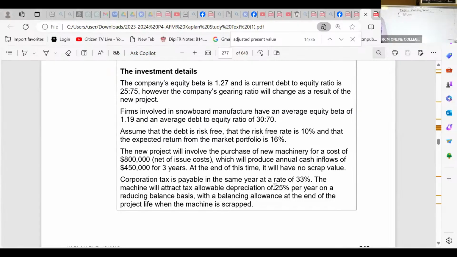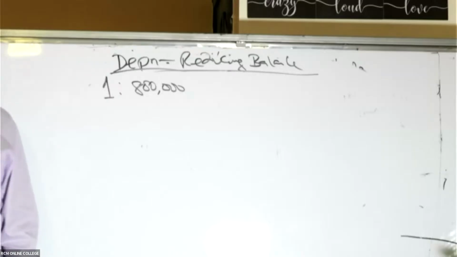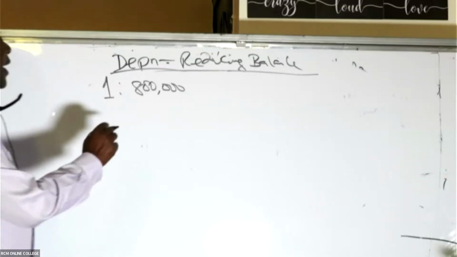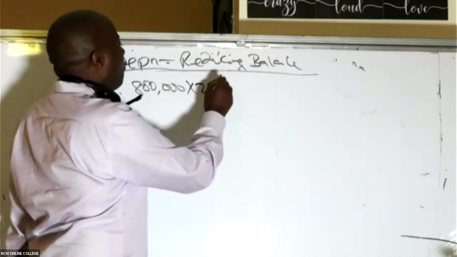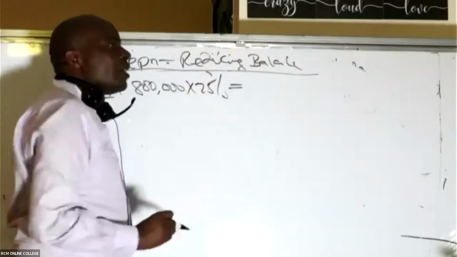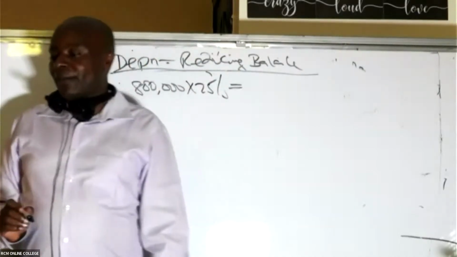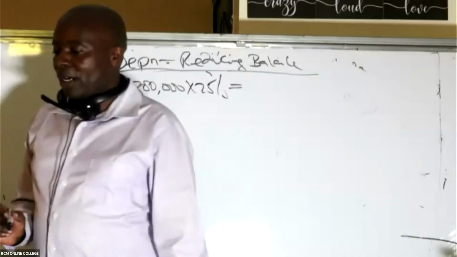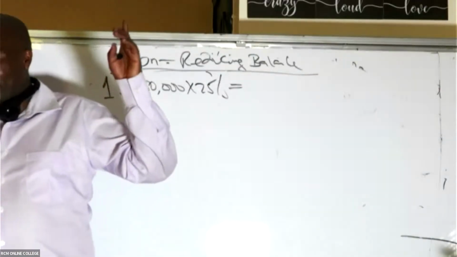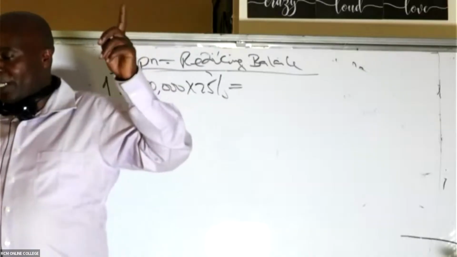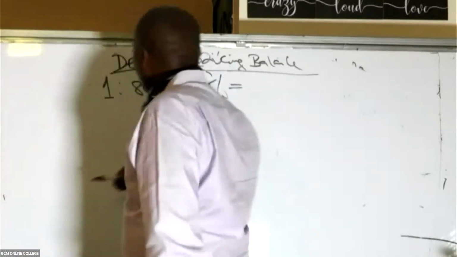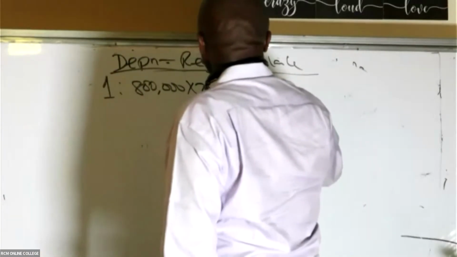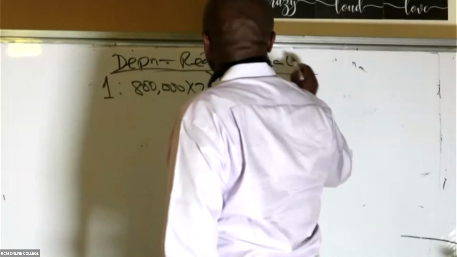And depreciation they have told us is 25%, reducing balance. So year number 1 will be 800,000 times 25%. Is there somebody who can give me this figure, depreciation for year number 1, as other students are looking at the ceiling board? I'm not looking at the ceiling board. Myself, I'm writing numbers here. So somebody is giving me a figure of 200,000.